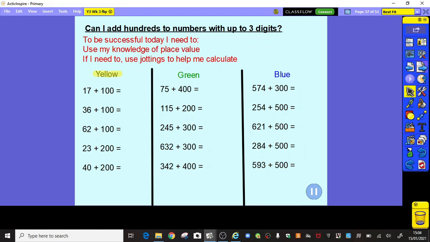Remember, if you're adding hundreds, which of our digits is going to change? Is it going to be the tens, the ones, or the hundreds? I'll leave you to think about that while you're doing the questions. Pause the video and off you go.